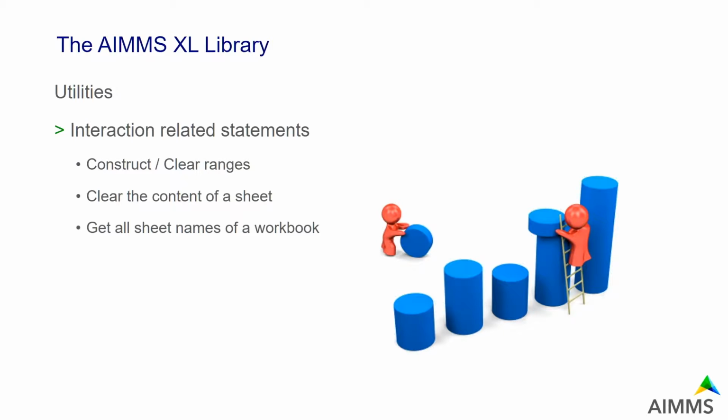The utility section contains interaction-related statements, especially with the sheets. So with a sheet, we can either construct or clear a range in the sheet, so we can select a range of cells and name it, so we can later on refer to it in the Excel file. We can simply clear out the full content of a whole sheet. As well, we can collect all of the sheet names that are in the particular workbook we're working with. In that case, we would read them all into a set.